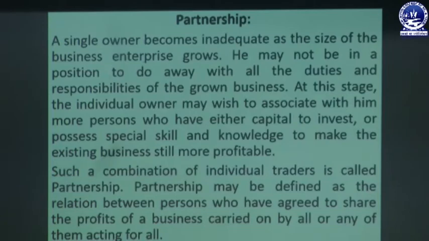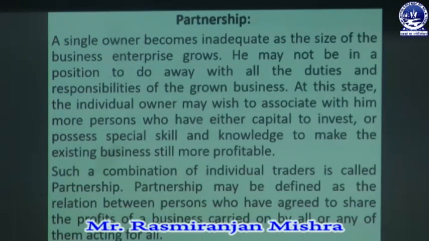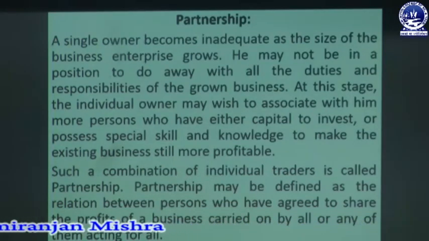When the size of the business increases, in that case sole trade business is not suitable, and at this stage the individual owner may wish to associate with more persons who have either capital to invest or possess special skill and knowledge to make the business more profitable. So in that case the person concerned thinks to add more persons to invest capital, or to contribute their skills and knowledge for making the business more and more profitable. And such a combination of individual traders is called a partnership.